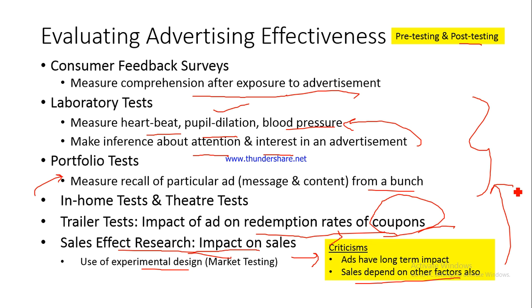So what I'm trying to tell you is that if you are trying to assess advertisement effectiveness, you have to also take these factors into consideration. You have to take into consideration the fact that sales are not only dependent on advertisement effectiveness, they are dependent on other aspects as well, right? So this is a general criticism of all these methods. Most of these methods can be used both in the pre-testing and post-testing phase. For example, consumer feedback surveys, you can make use of both in the pre-testing and post-testing phase, but laboratory tests are generally used in the pre-testing phase.